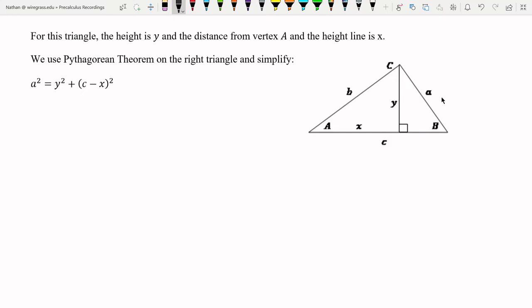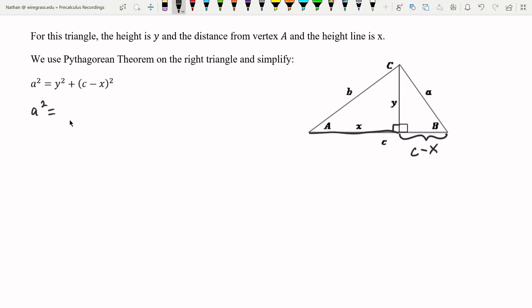For this oblique triangle, you can see that the height of it is going to be y, which creates a right triangle here, and of course also a right triangle here. And if this distance here is x, this distance between the vertex A and the height y, then this distance here is going to be c, which is the full distance, minus x. And I can do the Pythagorean theorem on this right triangle to get this statement here.